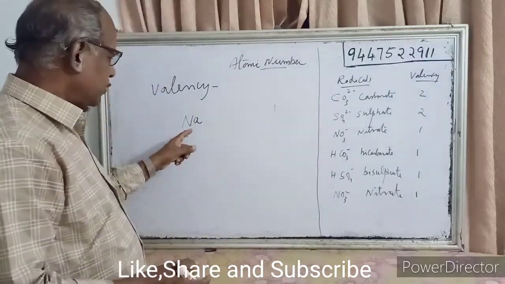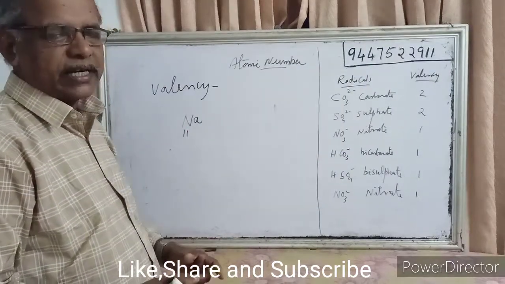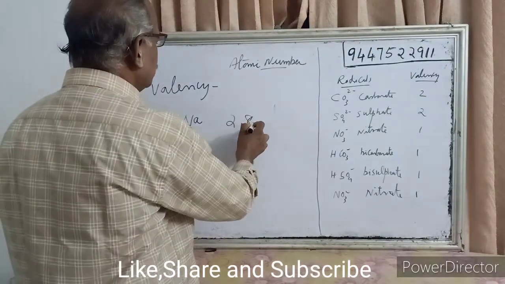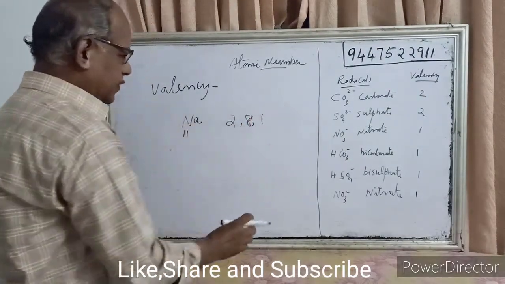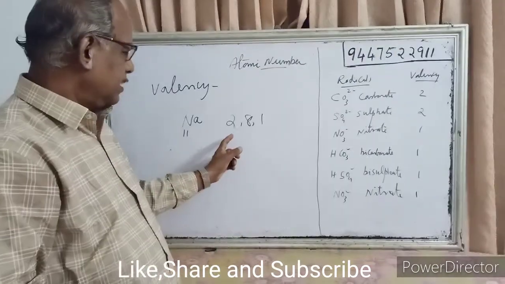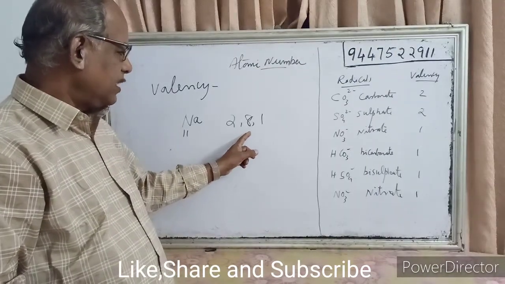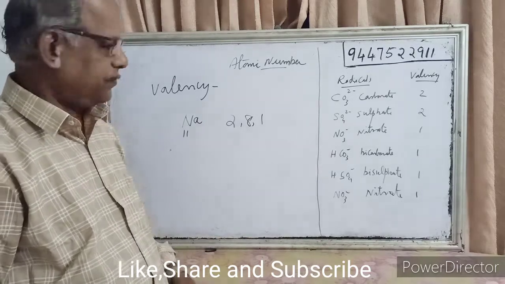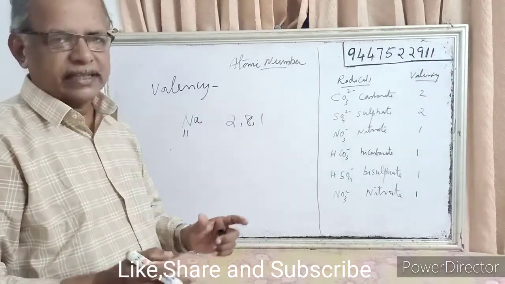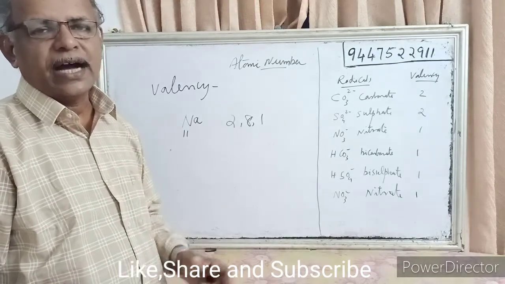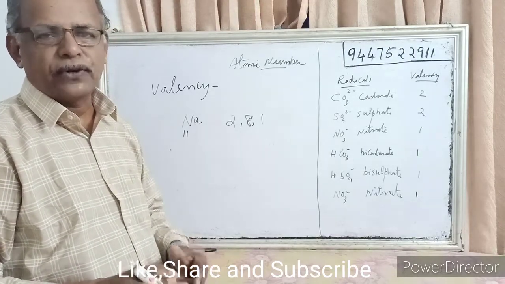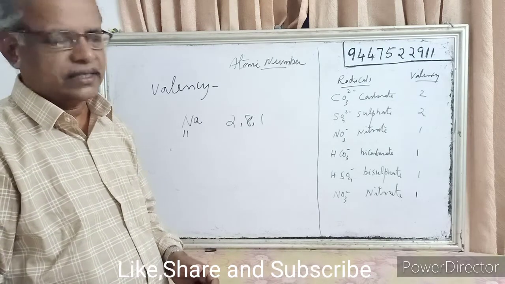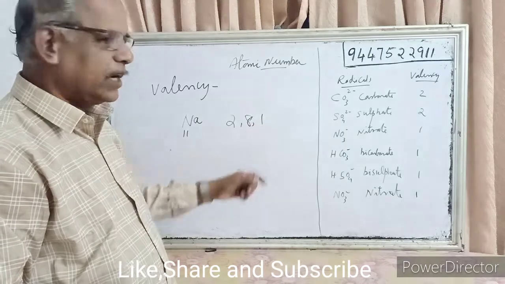For example, the atomic number of sodium is 11. So what is its electronic configuration? The electronic configuration is 2, 8, 1. It has 3 shells. The first shell contains 2 electrons, the second shell contains 8 electrons, and the third shell contains only 1 electron. So the method to determine valency is, if the outermost shell contains electrons up to 4, that number is the same as the valency of the element. For example, sodium contains 1 electron.